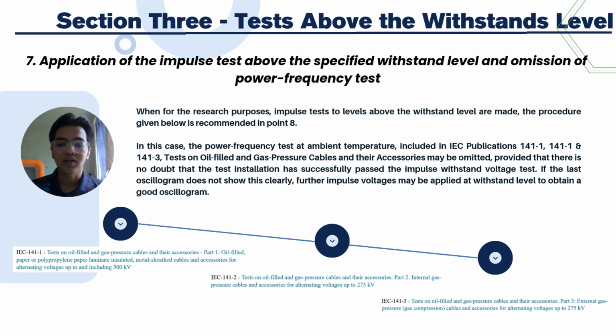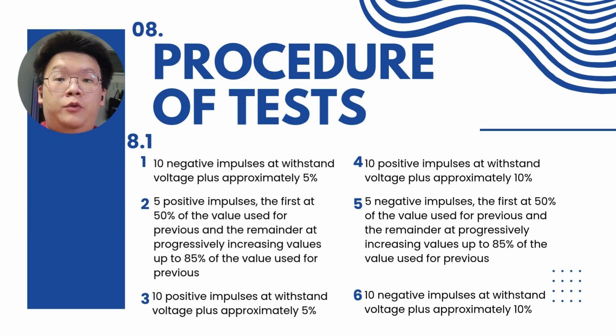If the last oscillogram does not show this clearly, further impulse voltages may be applied at the withstand level to obtain a good oscillogram. So I will present section 8, which is the procedure for tests above the withstand level.